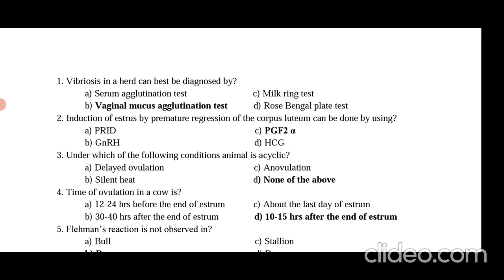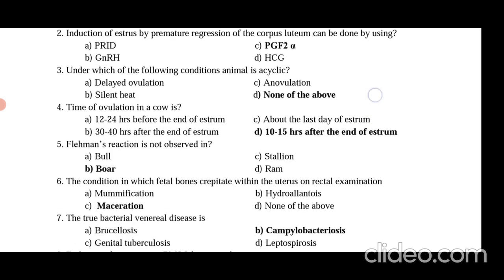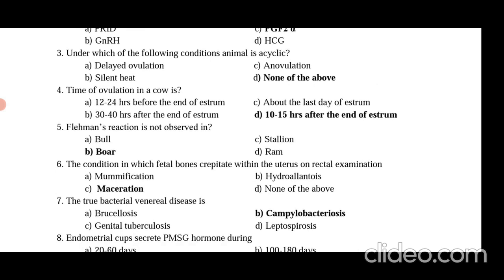Time of ovulation in cow is 10 to 15 hours after the end of estrus, or half a day after the end of estrus. So in cow there is the AM/PM rule. Flehmen reaction is not observed in boar.